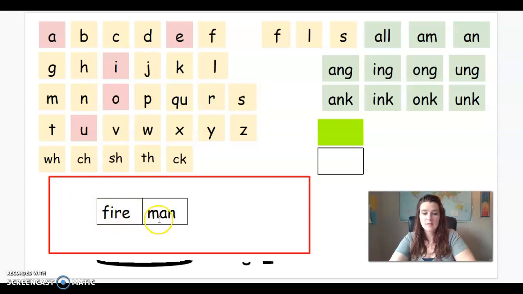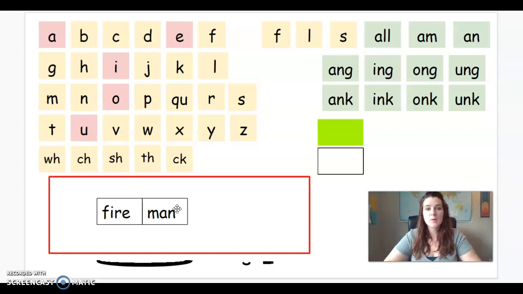Okay, let's look at our next word, our next syllable. Man. When we put those two syllables together, what's our word? You read it. Fireman. Fireman. Okay? Now, this one is special because this word is actually something we call a compound word.